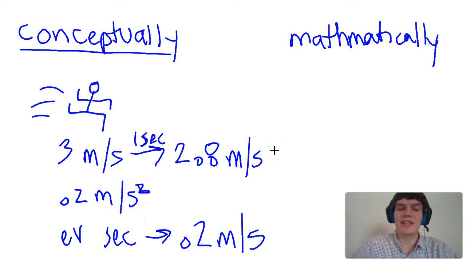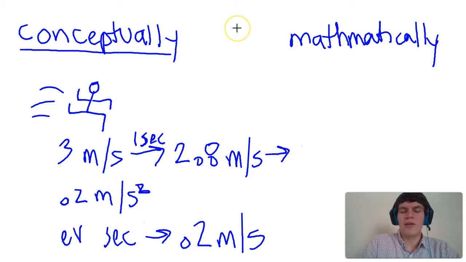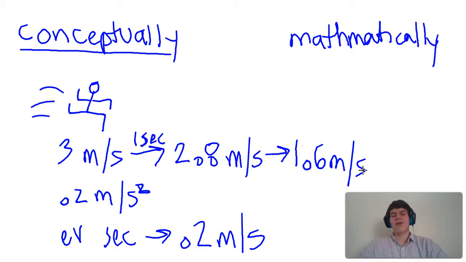So if we keep doing this, after 7 seconds, if you do the very, very simple math, we know that his speed is going to be 1.4 meters per second less. So that means his speed after 7 seconds is 1.6 meters per second. Very, very simple way to approach this problem, and I think it's the easier way to go.